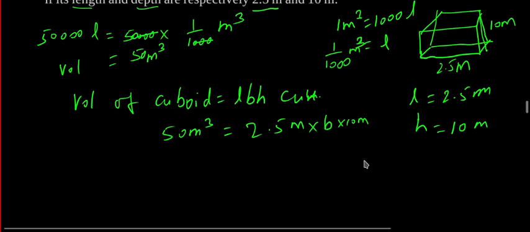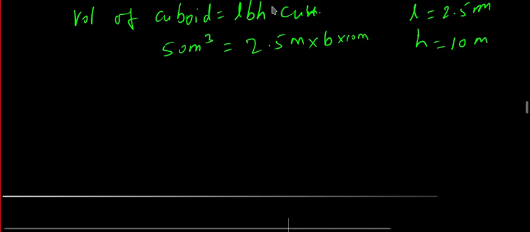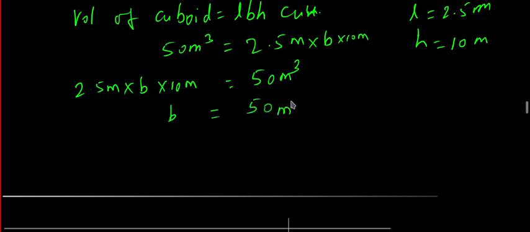Okay, let me simplify this. So this B is the unknown variable, it is on the right-hand side, so we will exchange the sides. So 2.5 meter into B into 10 meter equal to 50 meter cube. We will change entirely for one step. Next step we will write only B, the variable only, and everything we will bring to the other side. So 50 meter cube divided by, everything will come to the denominator, 2.5 meter into 10 meter. So 2 meters will get cancelled. At last we will get 1 meter only.